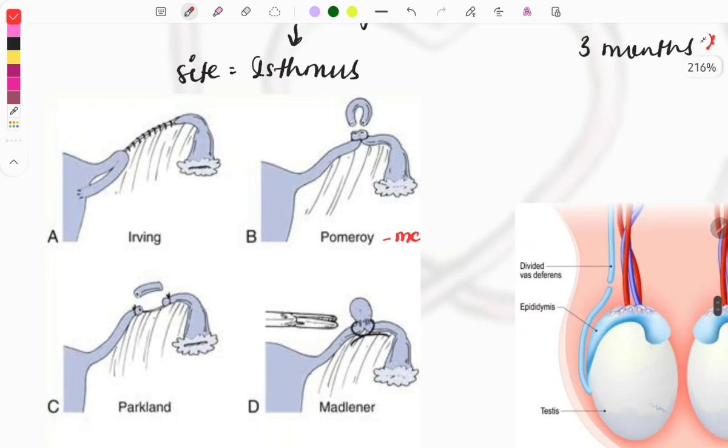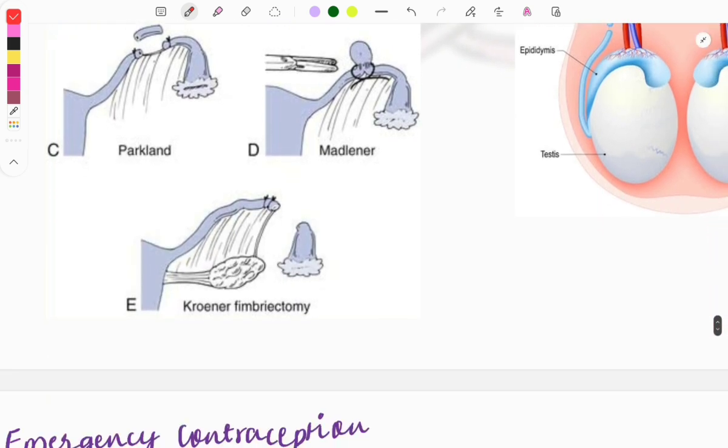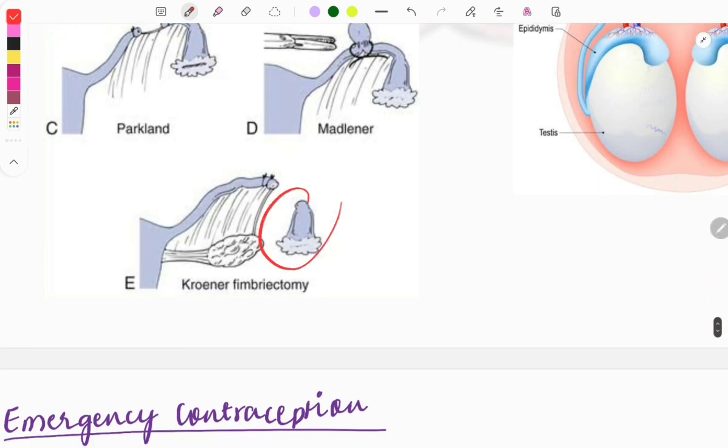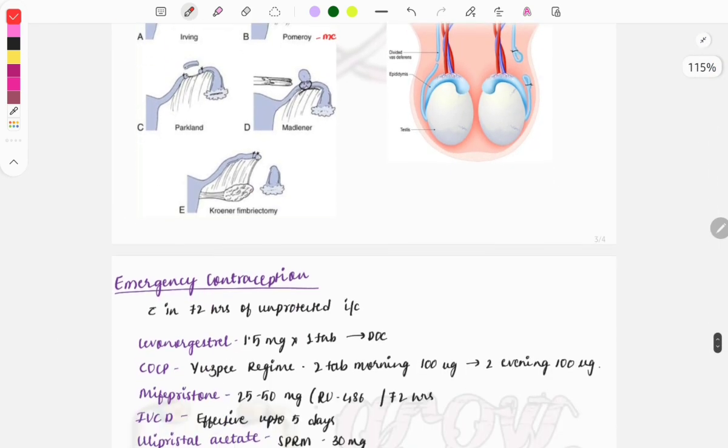This is the most commonly performed technique, most commonly used technique, the Pomeroy's, then Parkland, and this is the Madlener, and this is the salpingo fimbriectomy, removing of the fimbria only. So these are the sterilization methods available.